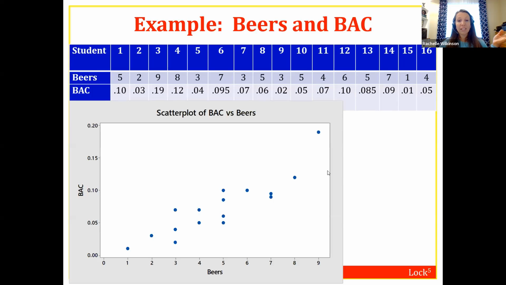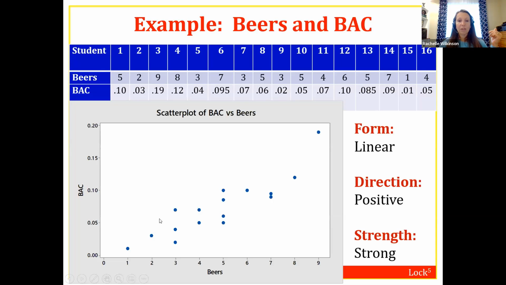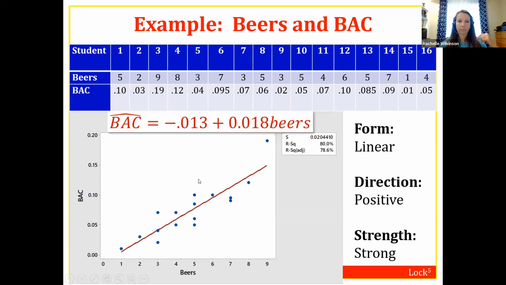So yeah, I would call this linear, positive, and strong. It definitely has a pretty tight fat hot dog going on here. Positive direction, so the more beers you drink, the higher your blood alcohol content will be. And it's pretty strong. They fall pretty close to that line. The correlation here was 0.894, which also would indicate a pretty strong linear relationship between these two variables.